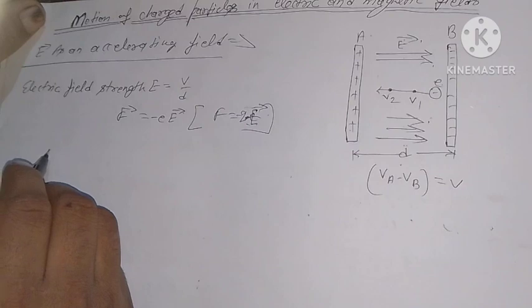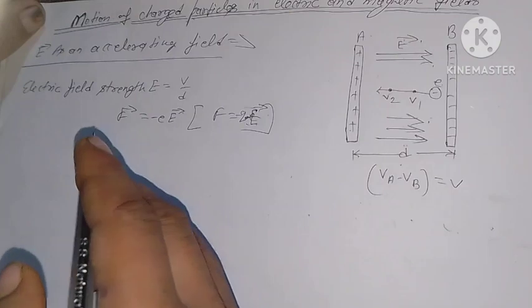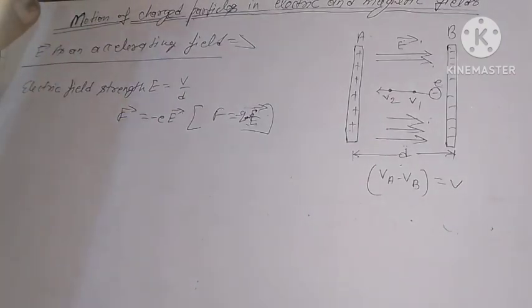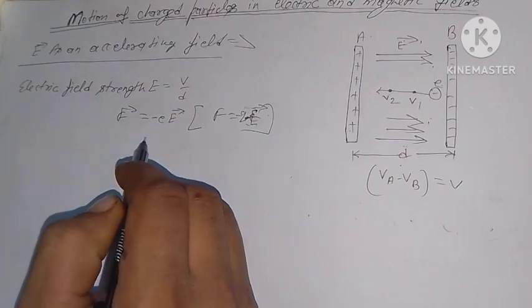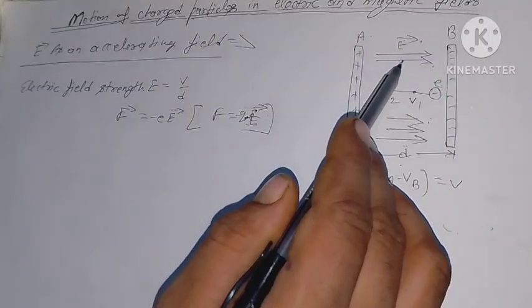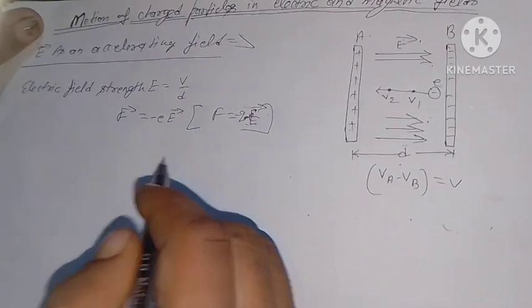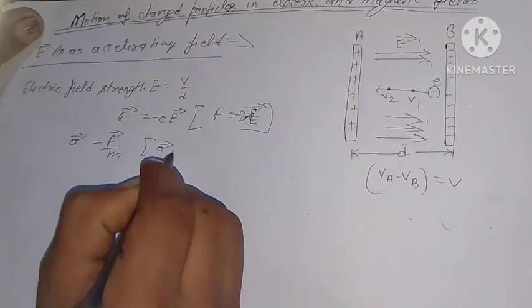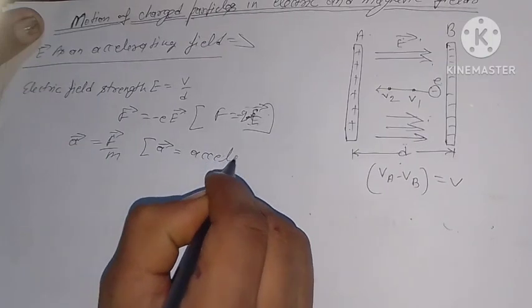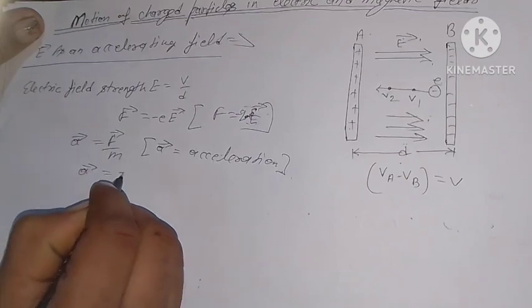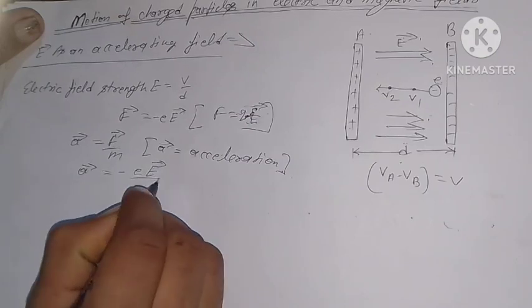The force experienced by the electron due to the electric field will be F equal to minus eE. The negative sign indicates that the force F accelerates the electron in the direction opposite to the electric field. According to Newton's second law of motion, the acceleration is given by vector a equal to vector F by m. Then vector a equals minus e E upon m.